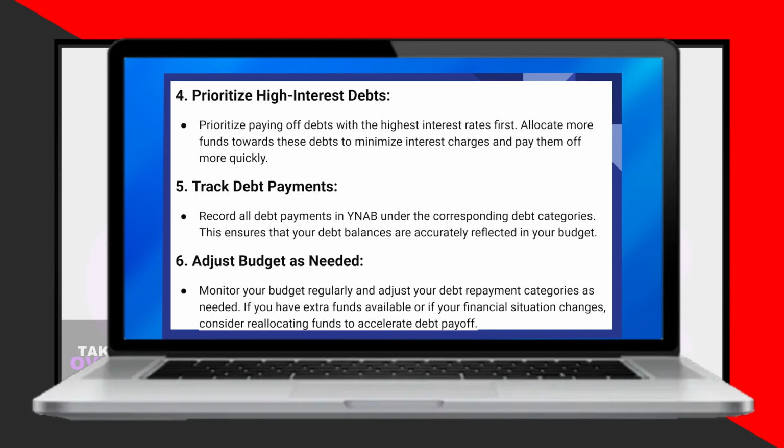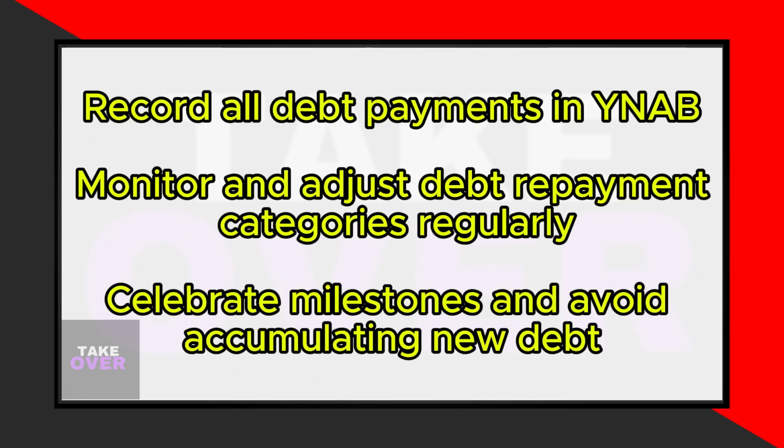Record all debt payments in YNAB under the corresponding debt categories to accurately reflect your debt balances in your budget. Regularly monitor your budget and adjust your debt repayment categories as needed, reallocating funds to accelerate payoff when possible. Apply windfalls, such as tax refunds or bonuses, and any extra income towards debt repayment to make significant progress quickly.